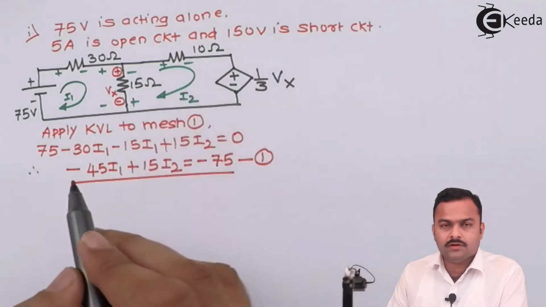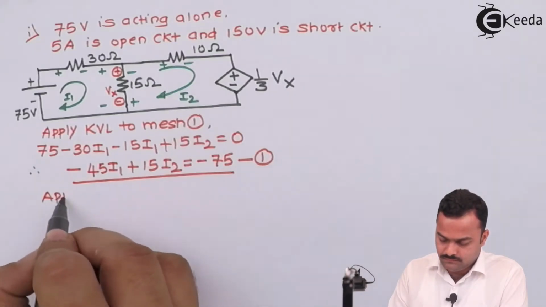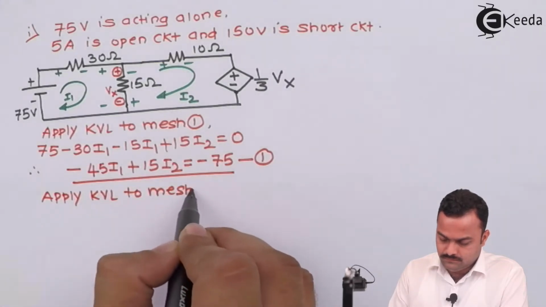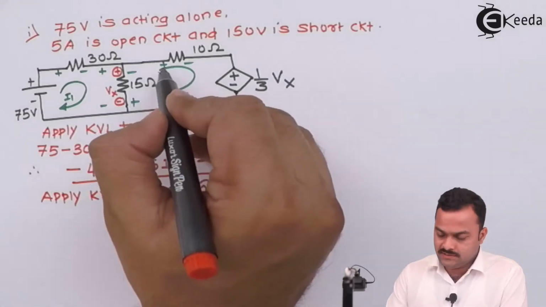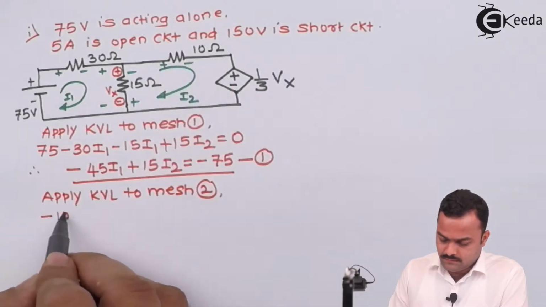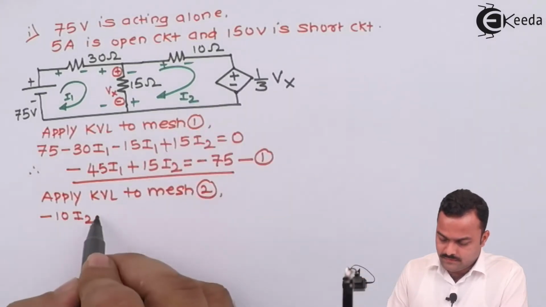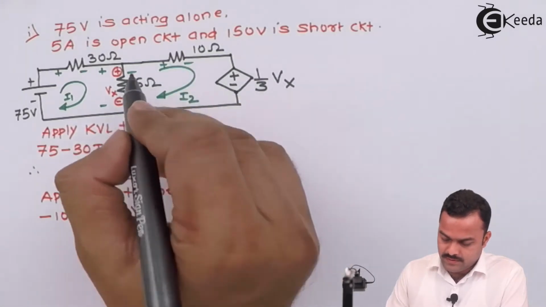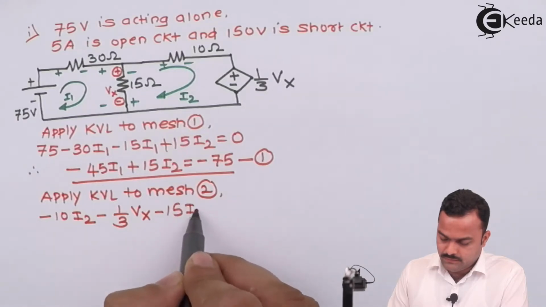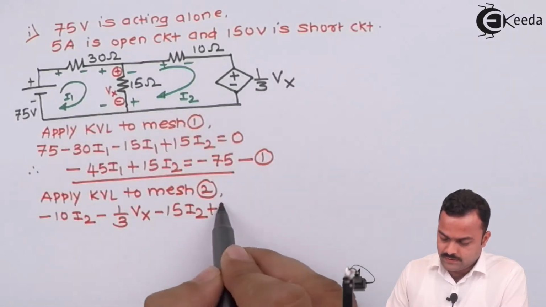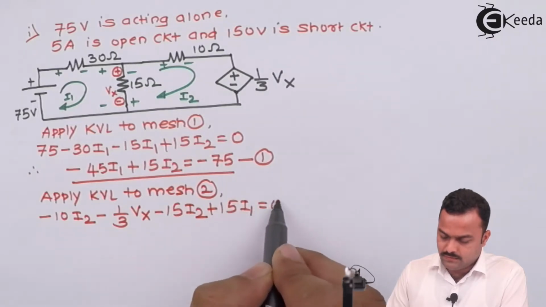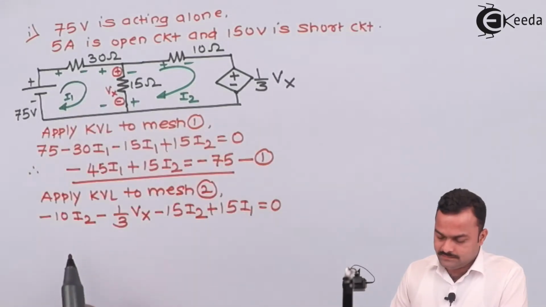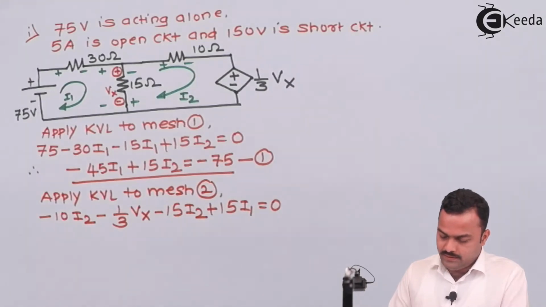Similarly, we are going to write the equation for mesh 2. So let's start from this resistor, plus minus, which is minus 10 I2, plus minus minus 1/3 Vx, plus minus minus 15 I2, and minus plus plus 15 I1 equal to 0. Once again, we have just taken the polarity that we got because of the current in the resistor. So over here, we need a substitution for Vx.